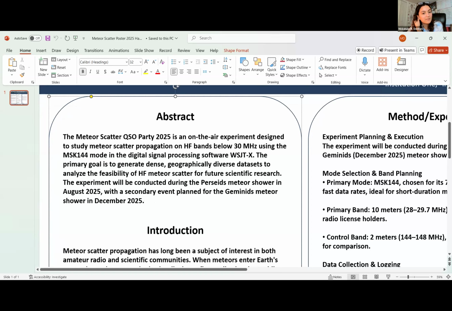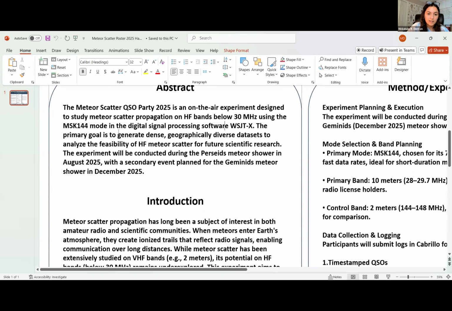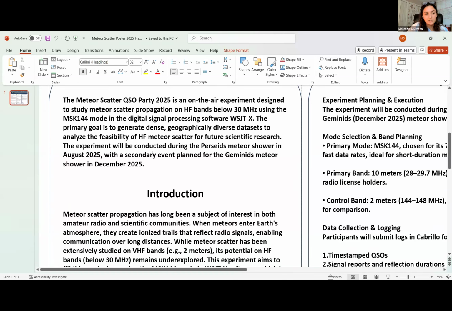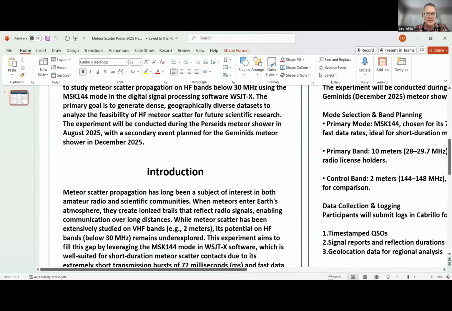All right, so I started off by kind of just describing what the event actually was. And I changed it around a bit because we decided on just strictly using MSK 144. So I fixed that first sentence right there, and we decided to use WSJT-X for that. A little more down here describing what the goal is. The primary goal is to generate dense, geographically diverse data sets to analyze the feasibility of HF meteor scatter for future scientific research. And then this last little sentence describes the meteor showers that we're going to focus on. The first one being in August and the second one being in December. So does anyone have any comments about that? Nope, no news is good news. Okay.